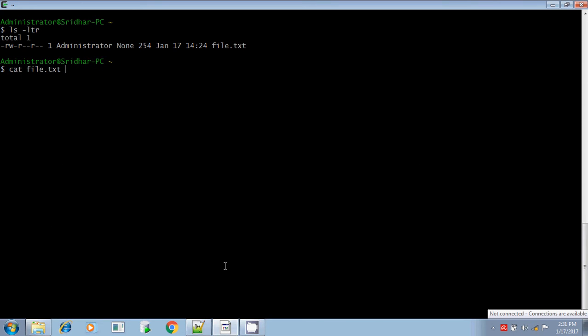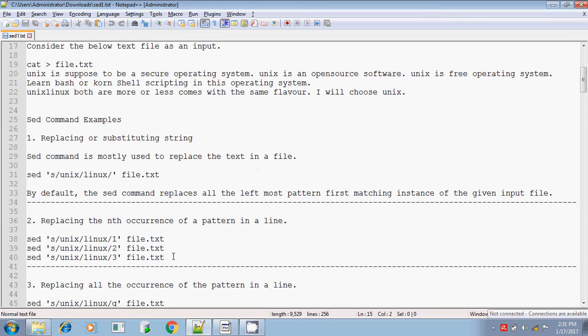Let me list the contents. Already created. The first one is, as all know, I am doing the substitution. I am searching for the word Unix, and if it finds the Unix word, then it will be replaced by Linux. This is the syntax. S is for substitution. It is substituting the word Unix by the word Linux.